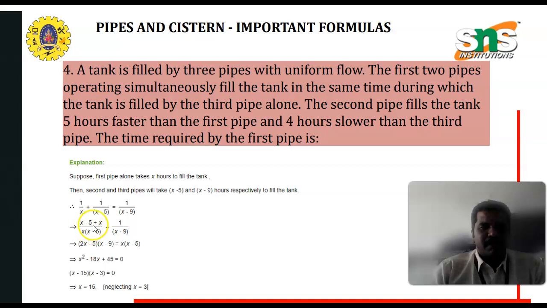So x minus 5 plus x, divided by x into x minus 5, is equal to 1 by x minus 9. So 2x minus 5 into x minus 9 equals x into x minus 5. So x squared minus 18x plus 45 equals 0. So x minus 15 into x minus 3 equals 0. Therefore, we get the x value 15, neglecting x equal to 3.